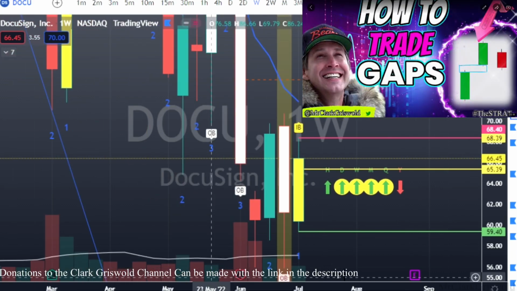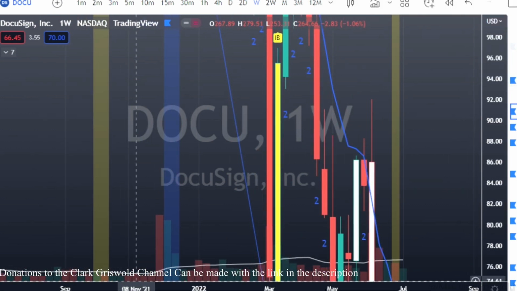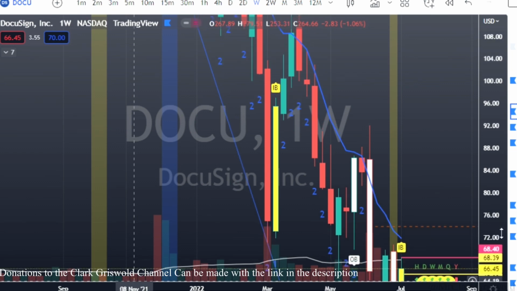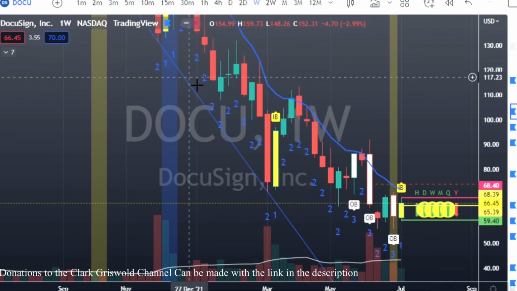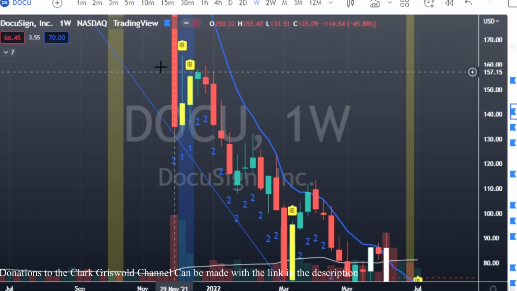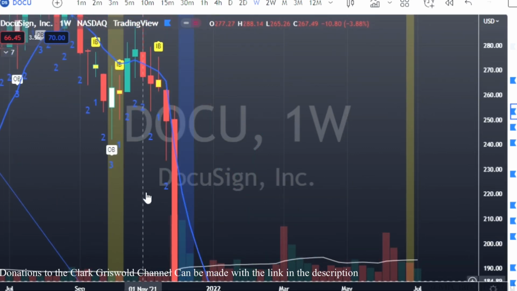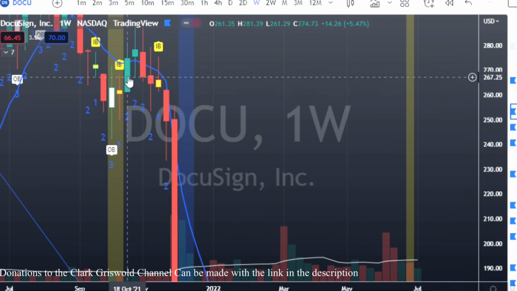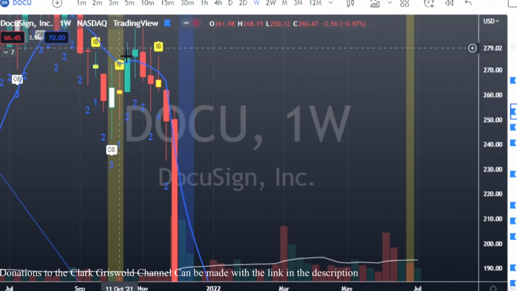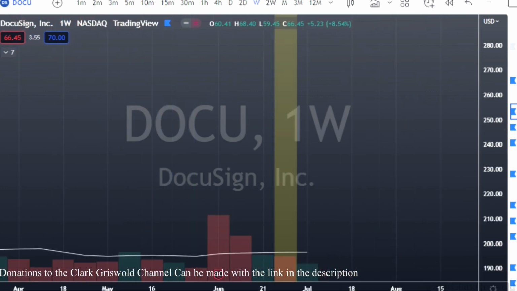And again, we can go back and find the 3-1s. Here's that blue paint I was talking about, that highlight. So that blue highlights the double inside bars for us, so we can quickly identify them. And then if we go a little bit further up, there's that 3-1 setup. And here it is. Trigger, target 1, target 2, target 3 for a beautiful, beautiful run on Docusign.